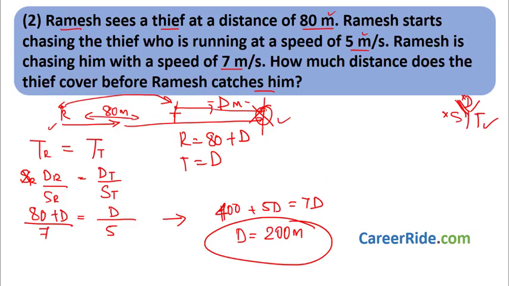DST, time traveled by both of them is the same, okay, because they start at the same time and stop at the same point. So time is nothing but distance upon speed. Distance traveled by the thief, let us assume it is d, and Ramesh has to cover 80 meters plus the d meters, so 80 plus d, and on solving we get d equal to 200 meters, right? So moving on to the next question.